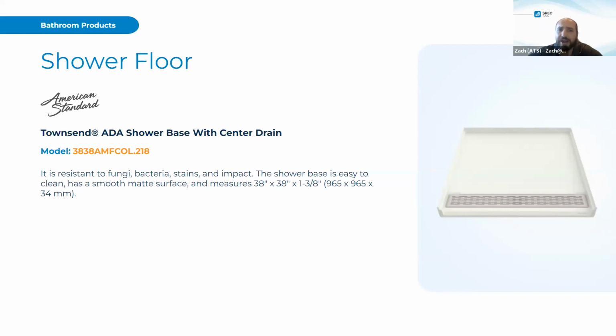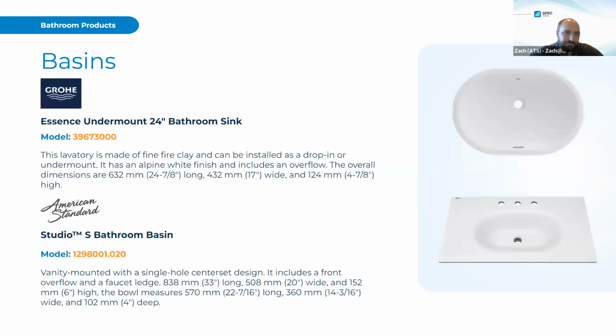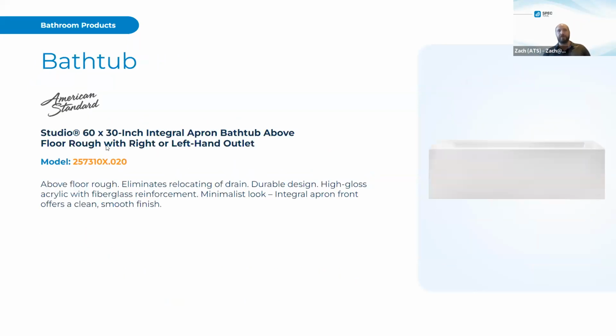When it's important with the shower floors as well, is that they do have a smooth matte surface. This is just enough friction that it's a slip-resistant surface to meet your ADA guidelines. That same slip resistant surface is available through a wide range of tubs as well.